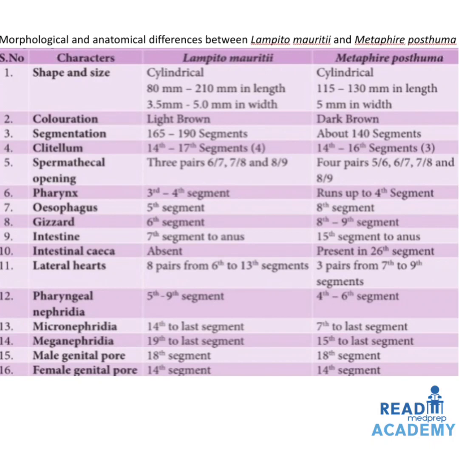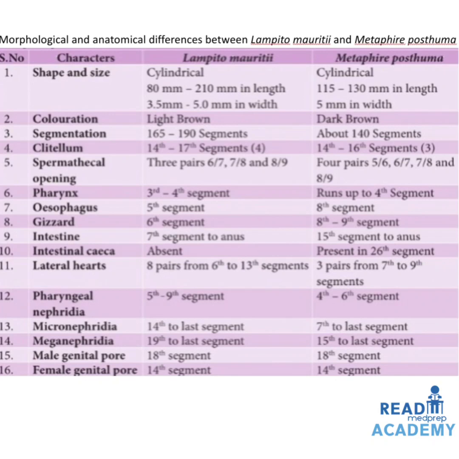The pharynx is from the 3rd to 4th segment in Lampito, whereas in Metaphire it runs up to the 4th segment. Esophagus: 5th segment, whereas in Metaphire it is in the 8th segment. Gizzard is in the 6th segment in Lampito, whereas in Metaphire it is the 8th to 9th segment. Intestine from the 7th segment to the anus, whereas in Metaphire it is from the 15th segment to the anus. Intestinal ceca are absent in Lampito, whereas they are present in the 26th segment in Metaphire.